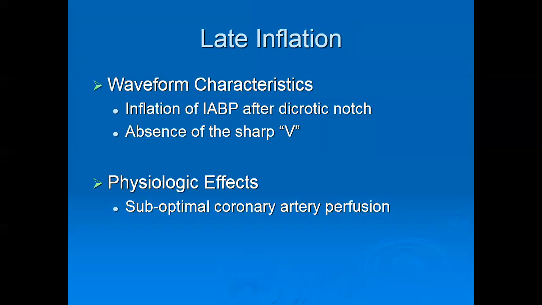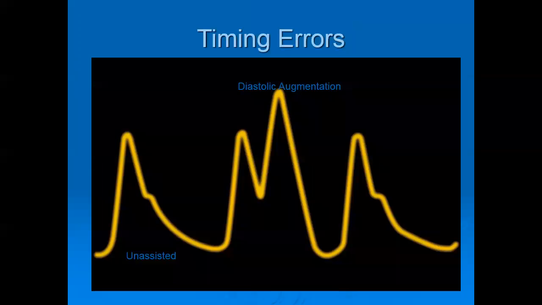Late inflation, not as bad as early inflation. So inflation after the dicrotic notch, you lose the V shape altogether. So it really just doesn't perfuse coronary arteries as well. So this slurs this V. Again, you can tell how this wouldn't be as bad an issue, and it's easily fixed.